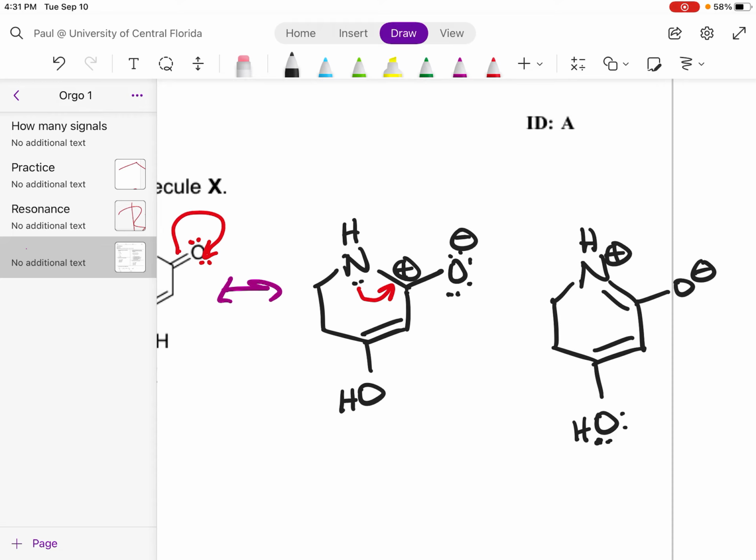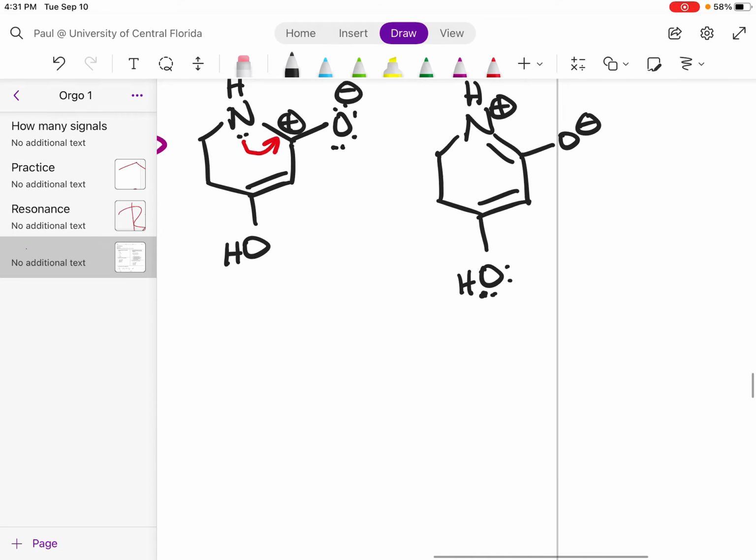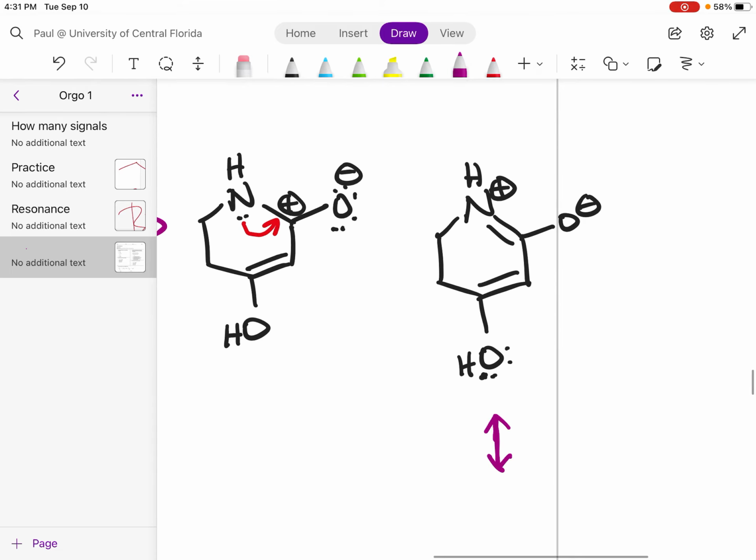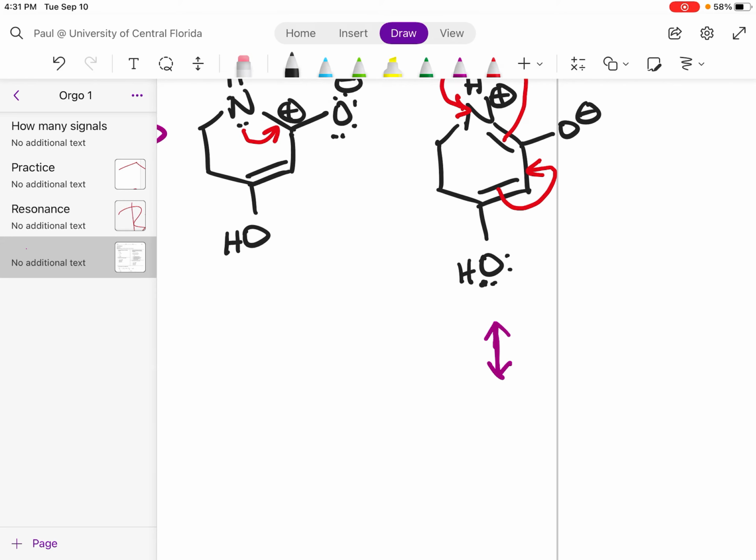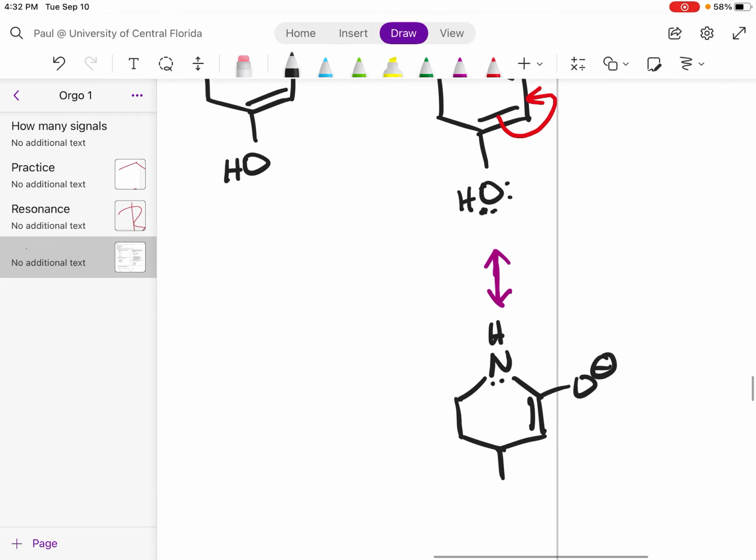Let's see, we could then, let's go this way. We could take those pi electrons, move them there, and then those back to the nitrogen. That's a plausible structure. Go there, like that. And if I did that, where would the positive charge be now? Right there.